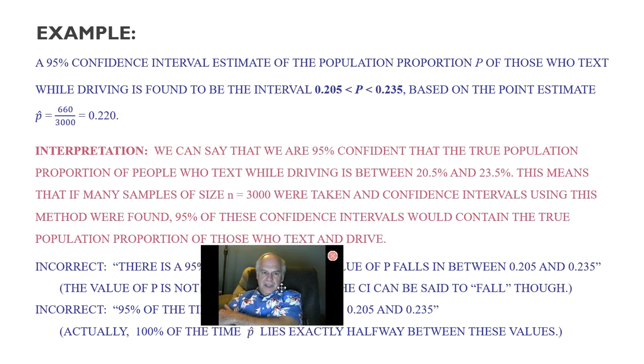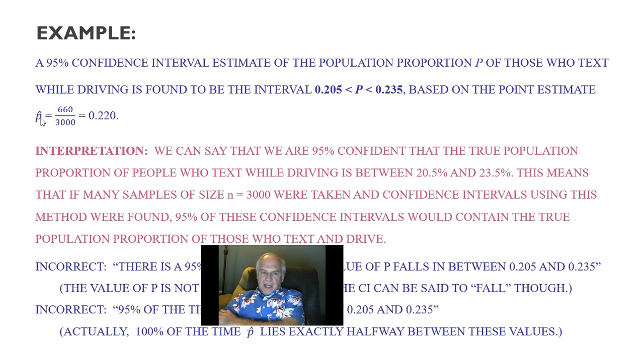Now, here's an example. A 95% confidence interval estimate of the population proportion p of those who text while driving is found to be the interval from 0.205 to 0.235. Now notice p, the population proportion, we think is inside that interval.